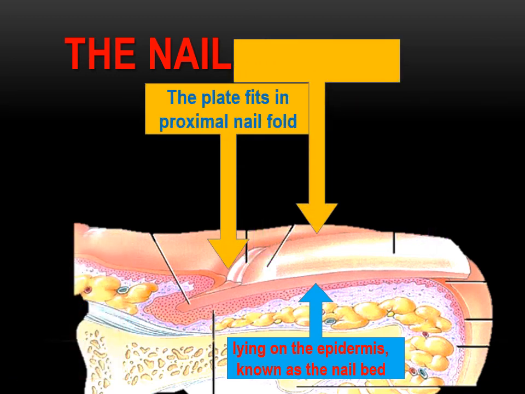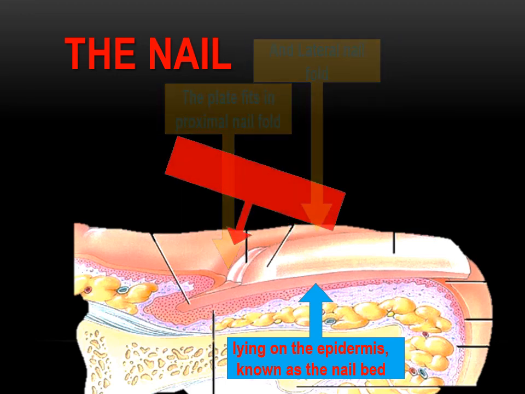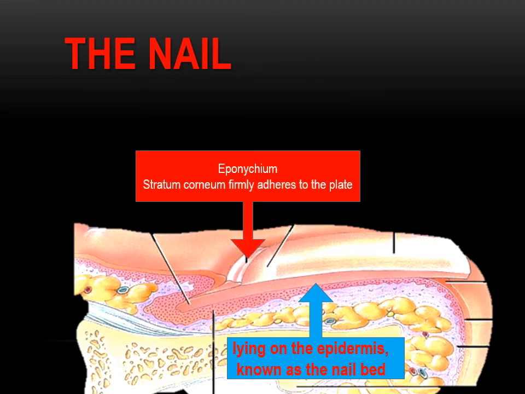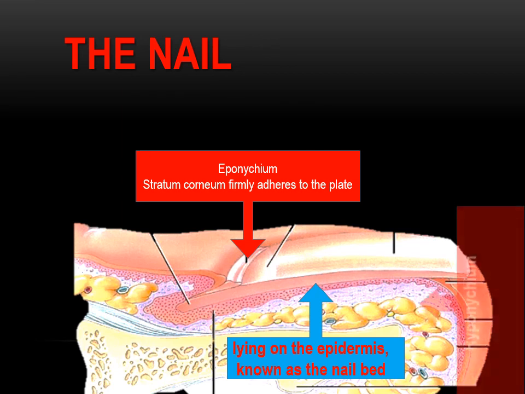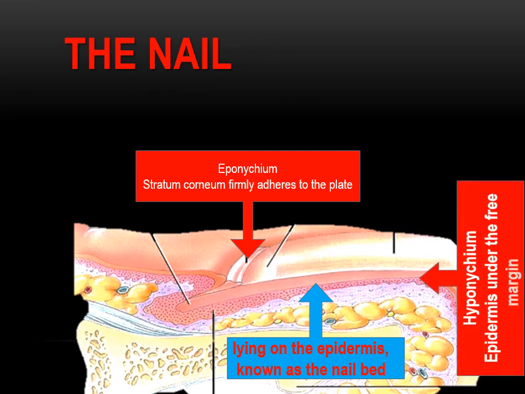The nail plate is fixed under folds of skin, which are called the proximal nail fold and lateral nail fold. It's fixed also at the proximal part by the eponychium, which is stratum corneum firmly adhering to the plate, while the anterior of the plate has the hyponychium, which is epidermis under the free margin.